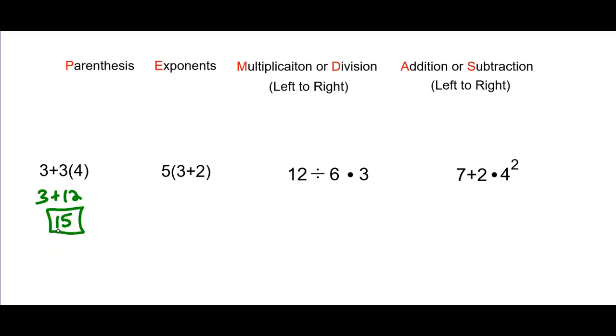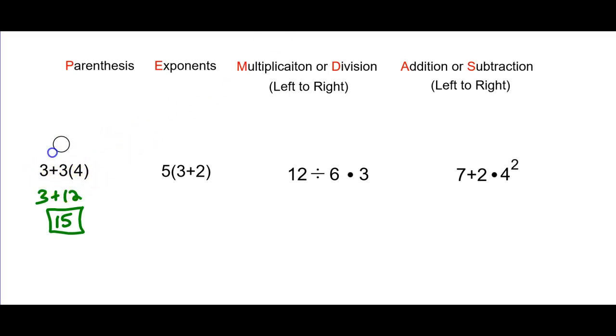Now, notice if somebody was just working the problem left to right, and they weren't paying attention to the order of operations, they would get this problem wrong if they added first, and they would get a different answer. So 3 plus 3 is 6, and then if you times it by 4, you would get 24. Because we get two different answers depending on the order that we do things, that's why we have rules for how we should approach a problem and what order we do things. Otherwise, two different people would be getting two different answers here. So we do the multiplication first, and then we add.